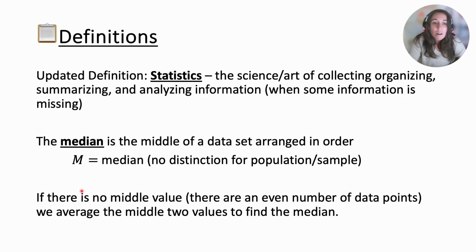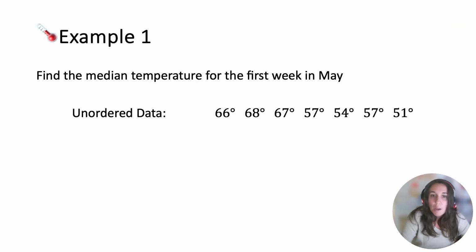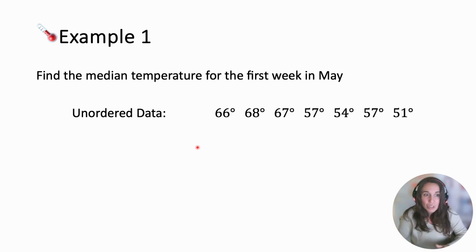If there are an even number of values, what's going to happen is we're going to line them up in order, and there's not going to be a middle point. So what we wind up doing is we average the 2 middle points, and you'll see that in a minute. We're going to do an example of that. So let's take a look at what this looks like. Let's find the median temperature for the first week of May. Now this is the data set that we started with. It was unordered, meaning it doesn't go from smallest to largest, okay?